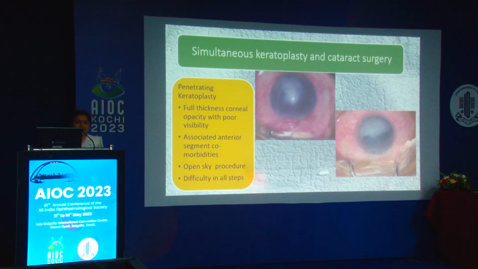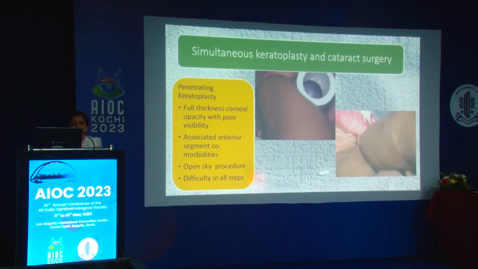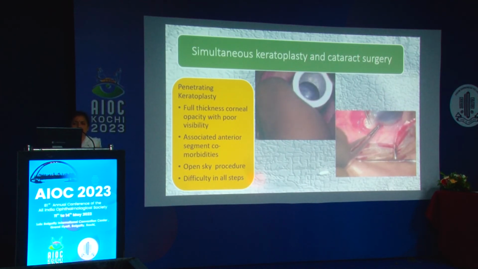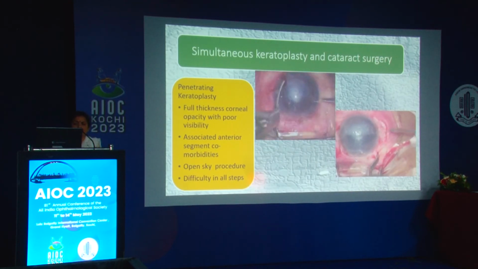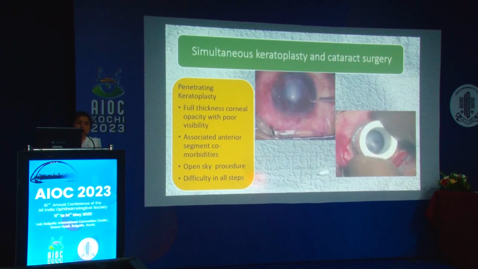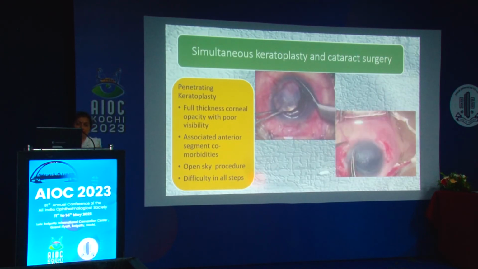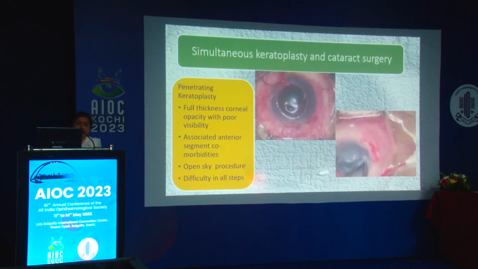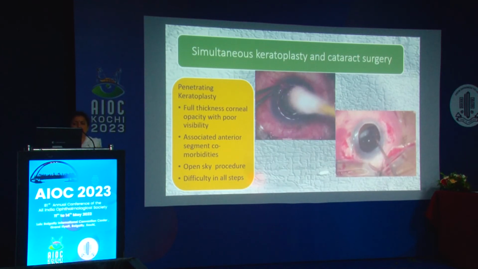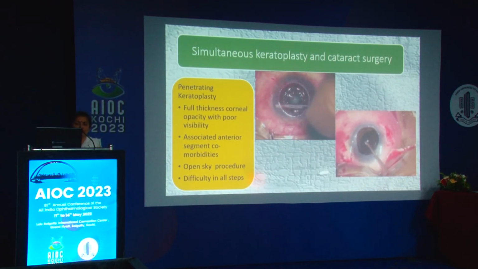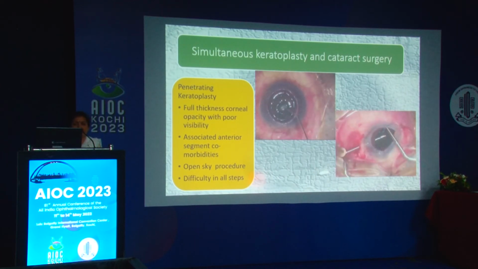Simultaneous keratoplasty and cataract surgery requires a little expertise, and when there is full thickness central corneal opacity and a donor button is available, you can go for it. I always do UBM before going for penetrating keratoplasty in such cases, because only then can I predict whether the cataract is dense or not, and whether the patient is aphakic or not. So in the lower one, I already knew that this is an aphakic patient, so I was prepared for scleral fixated IOLs.